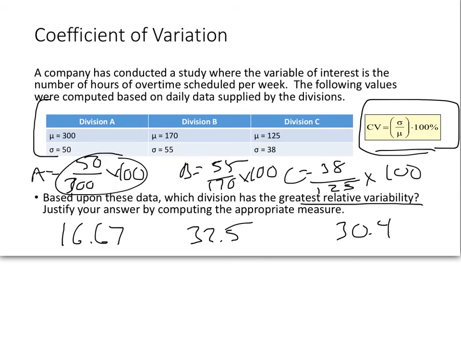So the greatest relative variability. When you look at that, we're looking at a comparison between how big the standard deviation is relative to that mean. This is our largest value here, the largest coefficient of variation. So plant B has the greatest relative variability.